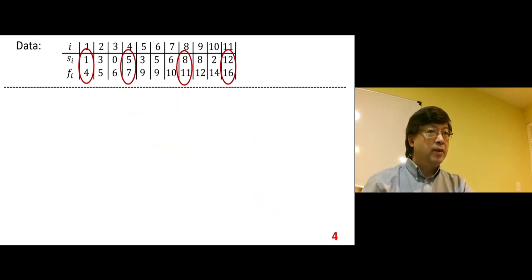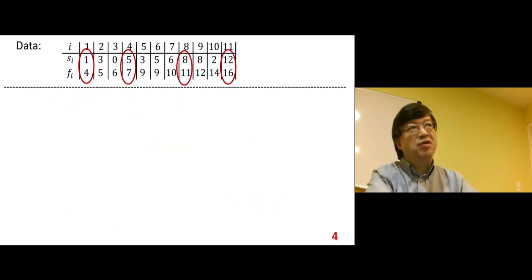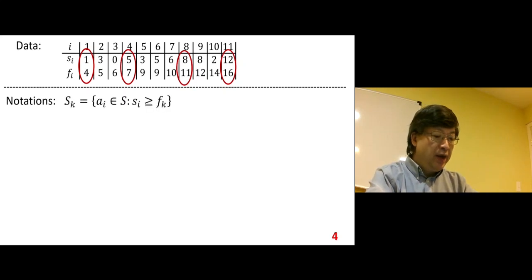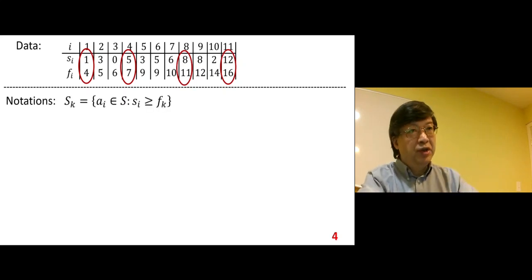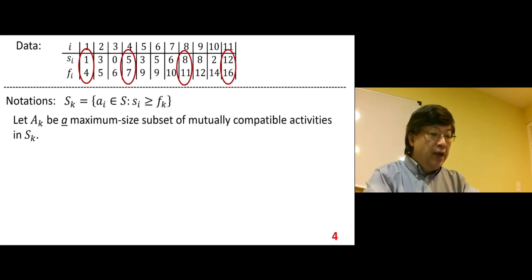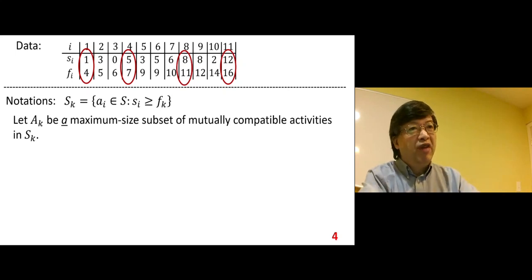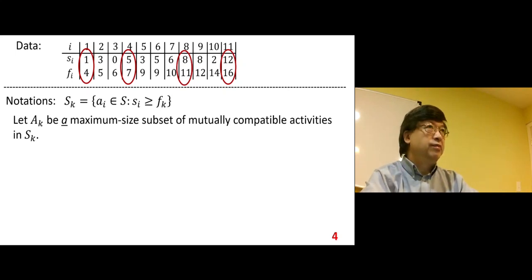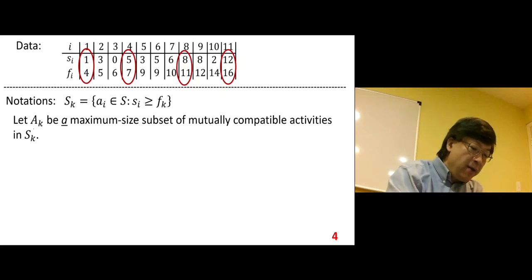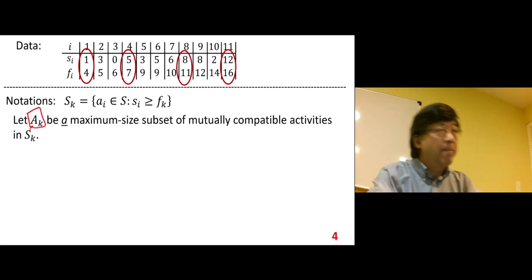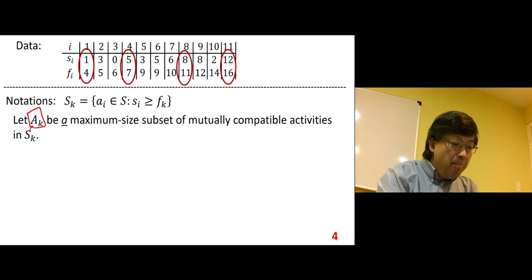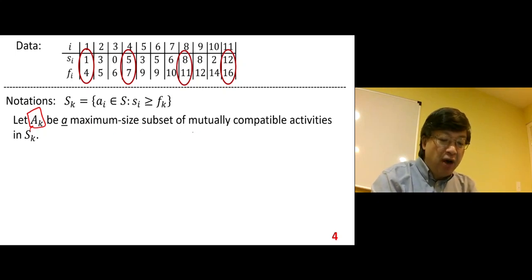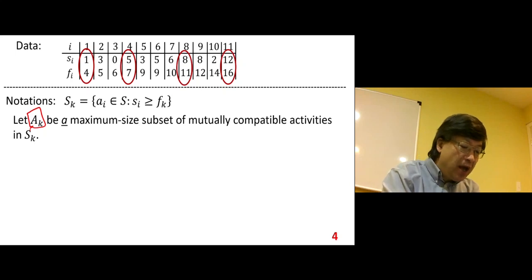So this step is very abstract. This is the hardest part. Hope you can follow. All right. Here, that is our notation. Now we define another subset. We call it AK, capital A sub K, be a maximum size subset of mutually compatible activities in SK.